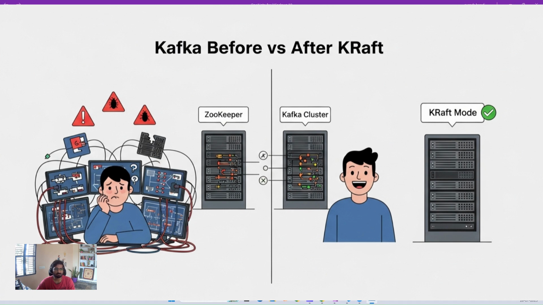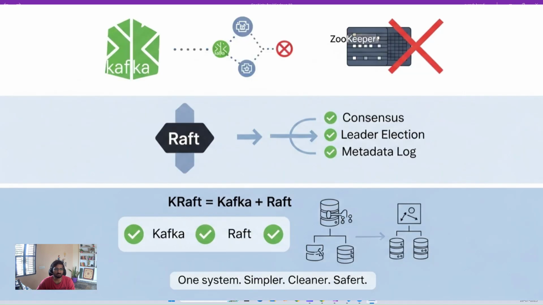We have KRaft mode, Kafka's modern ZooKeeper-free architecture. What is KRaft? KRaft stands for Kafka Raft Metadata Mode. Instead of depending on ZooKeeper to manage metadata, cluster state and controller election, Kafka now has a built-in consensus system based on the Raft protocol. So KRaft means Kafka plus Raft.